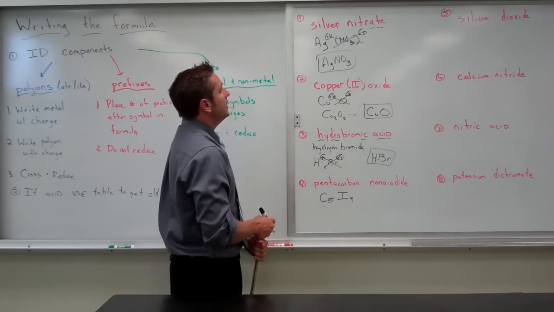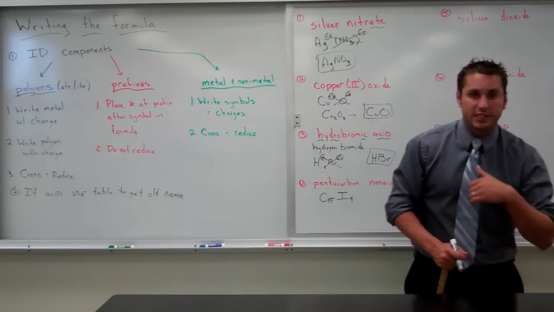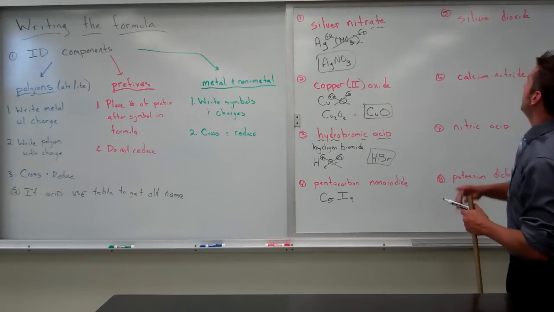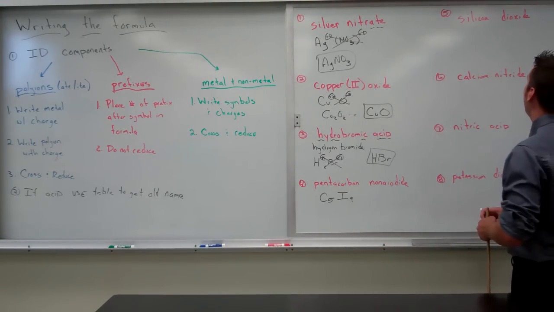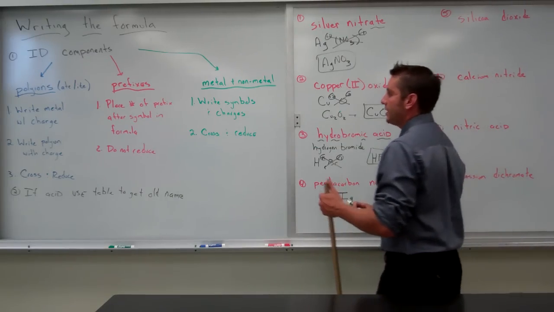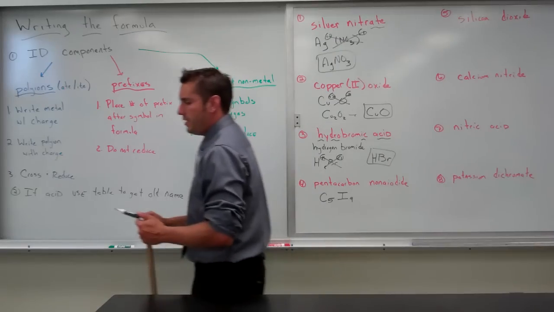Jumping back up here, number 5, silicon dioxide. First thing I look for is prefixes. Do I see a prefix? Yes, I do. Dioxide, prefix on oxide. So according to this, you place the number of the prefix after the symbol in the formula.